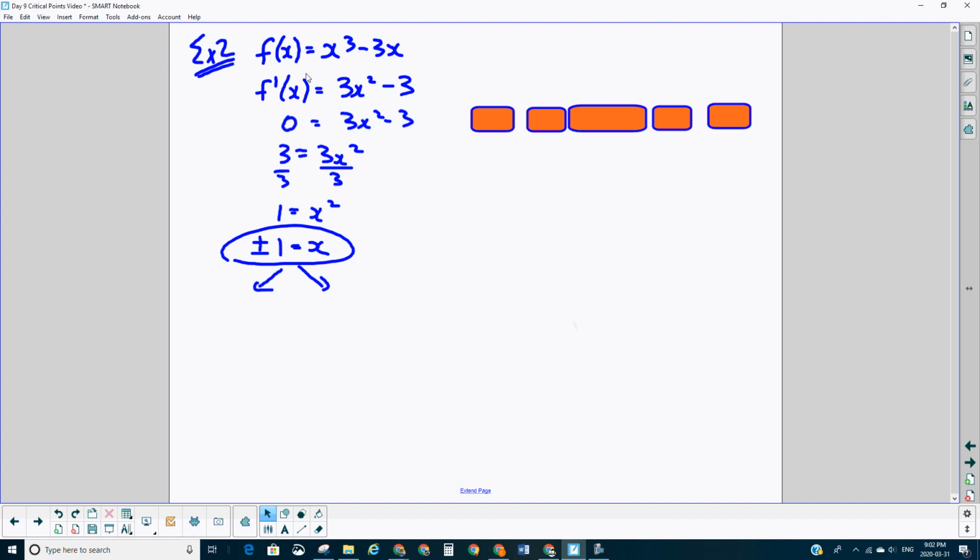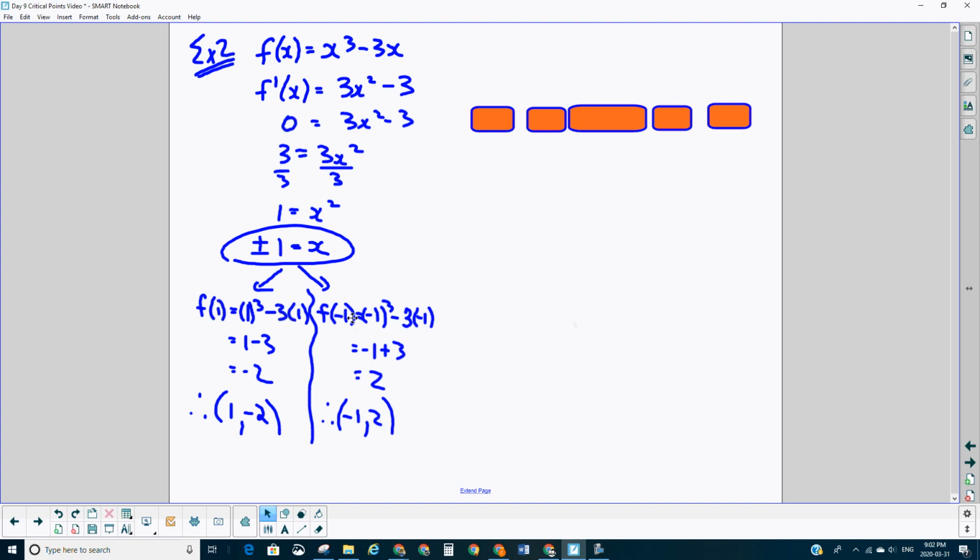By subbing back into the original equation then, we're going to plug in f of 1. 1 cubed minus 3 times 1 gets us negative 2. And if we plug in negative 1 back into the original, we'll get another critical point at x equals negative 1 and y equals 2. So right now, when we go off and graph these, we will only be able to see these 2 points. We might have a guess of what this graph looks like, but we want to verify that these are indeed maximums or minimums.